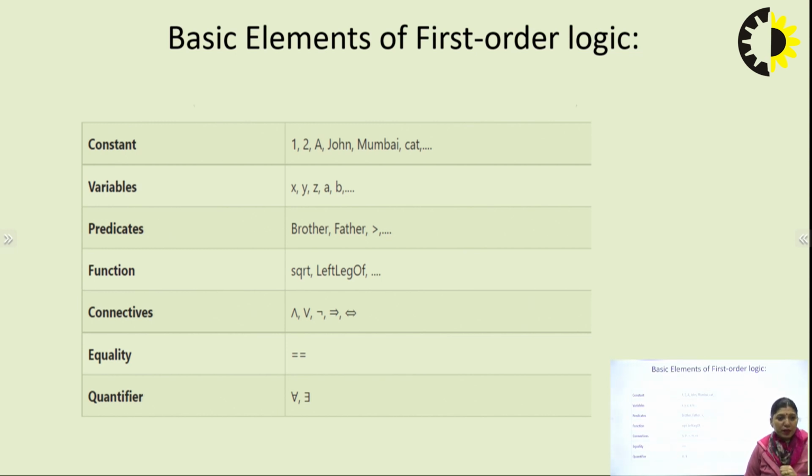Now coming to the variables, which can be X, Y, Z, A or B. Predicates, for example, brother, father, and many more relationships. Functions, any kind of function we can have, for example, square root, left leg of, and many more. Connectives are the ones we have already read about in discrete mathematics. That means the and, the or operation, the negation, the implies, they are all connectives. Then the equality, the double equality, of course. Then the quantifiers, very important, that is for all and for some.